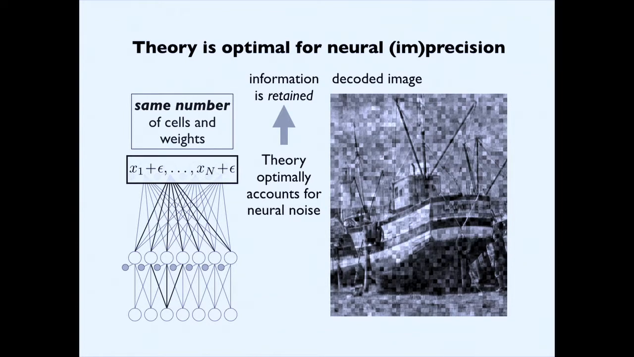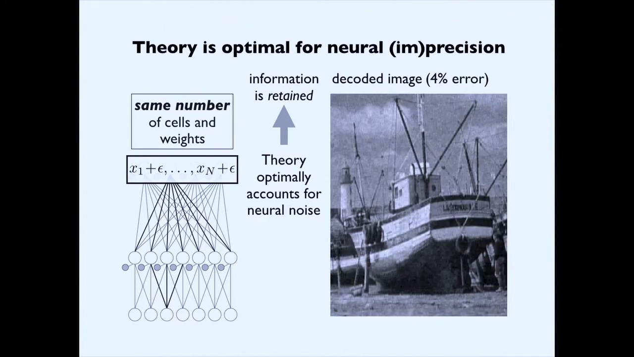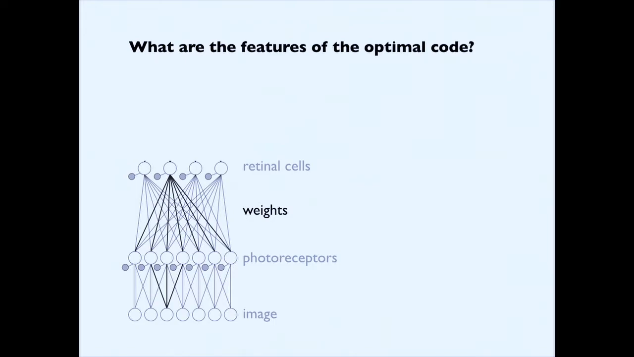So now when we decode the images for this code, how does it do? Well, it does much better. We're down to 4% error, and that's just with 1 bit of information per unit. So that's very encouraging. But now we have a theory, and we can say, well, what are the features that it's using to encode these images? Do they at all look similar to the retina, or is it just some other type of engineering code?